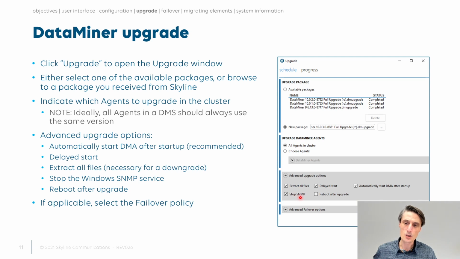Stop SNMP. Basically DataMiner stops the SNMP service of Windows, and DataMiner is starting up its own SNMP service. So if you are querying a DataMiner agent with SNMP, it's DataMiner responding, not the Windows operating system. You do have the possibility to disable this option so that the Windows SNMP service will still work and DataMiner won't take it over. You can still configure DataMiner to have it on another port, for instance, or have Windows on another port. Reboot after upgrade.